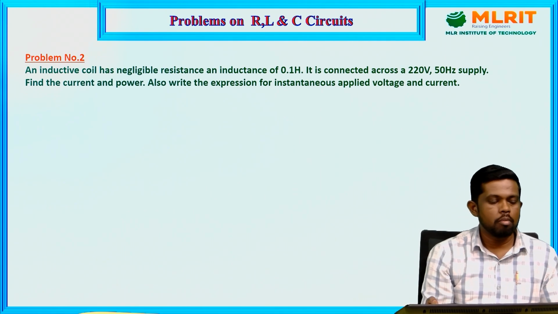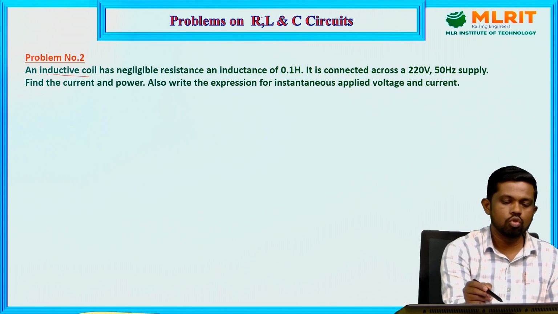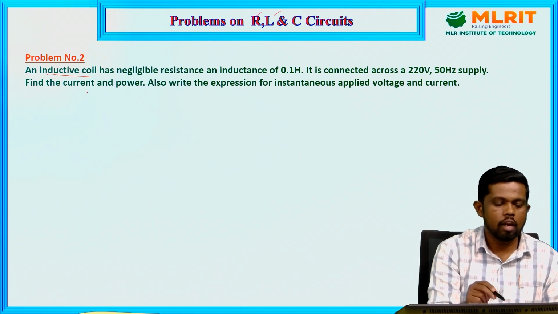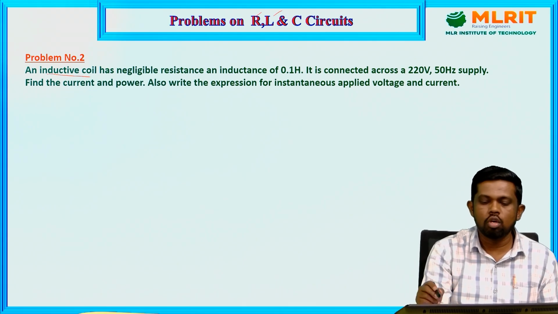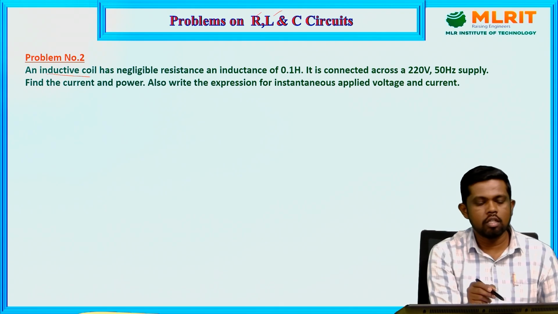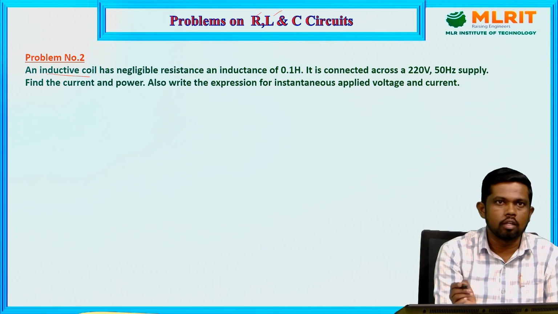So the problem number 2. We would like to take problem number 2 based on the pure inductor. Because it was R, then the second is L. Take an inductance of a coil with negligible resistance of 0.1 Henry. It has to be connected to a 220 volt, 50 hertz supply. We want to find the current of the network and also the power, as well as the voltage and current expression in terms of the instantaneous nature.